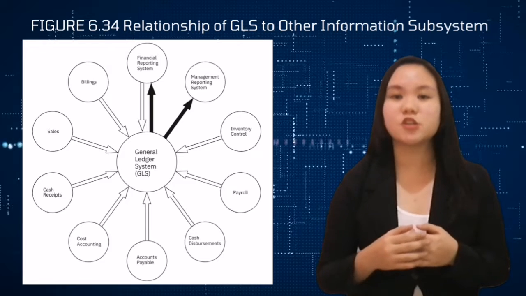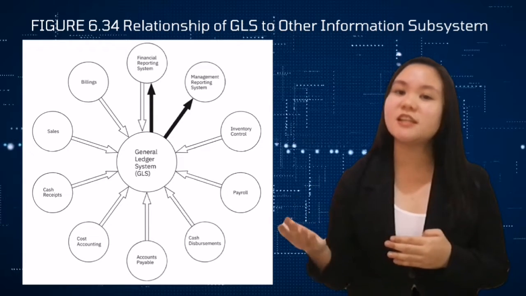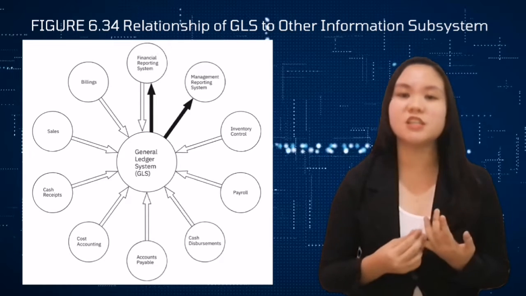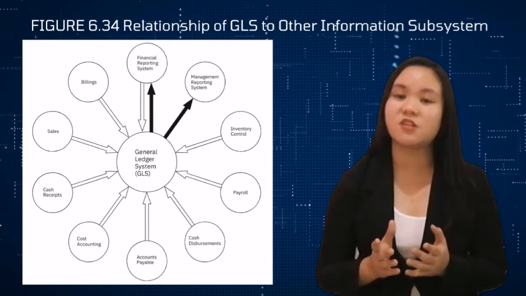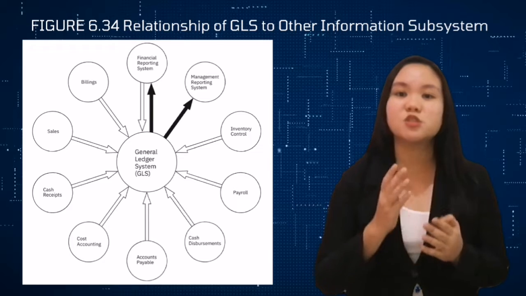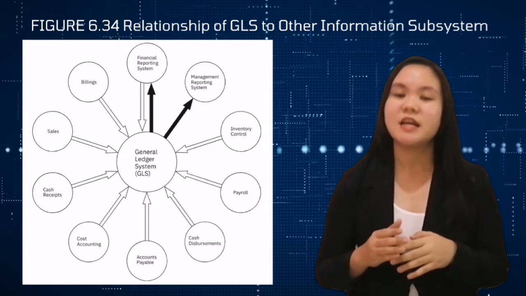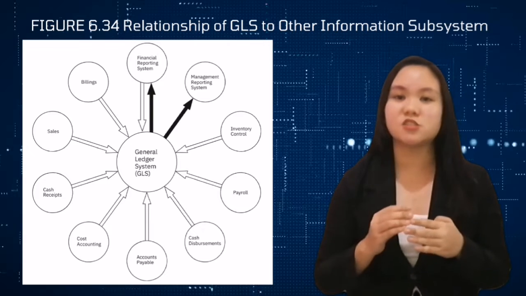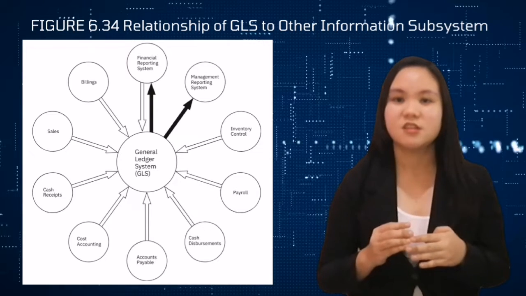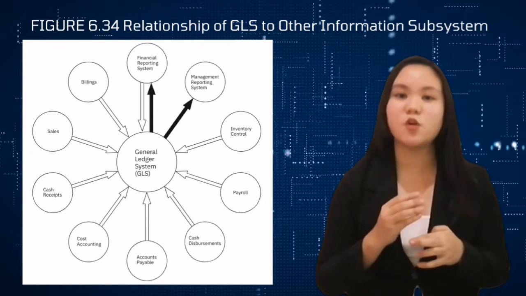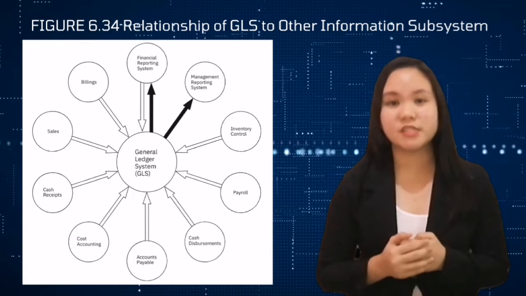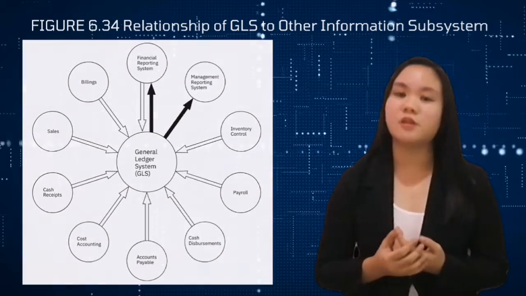Figure 6.34 shows the relationship of the GLS to other information subsystems. As you can see, the General Ledger System is a hub connected to other systems of the firm through spokes of information flow. Transaction cycles process individual events that are recorded in special journals and subsidiary accounts. The summaries of these transactions flow into the GLS and become sources of input for both the financial reporting system and the management reporting system.